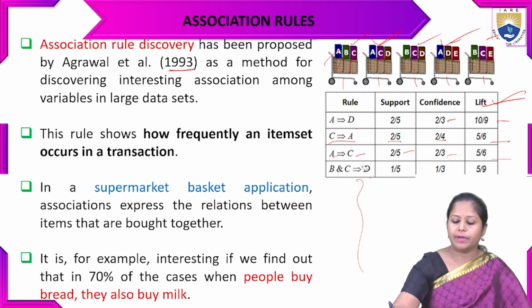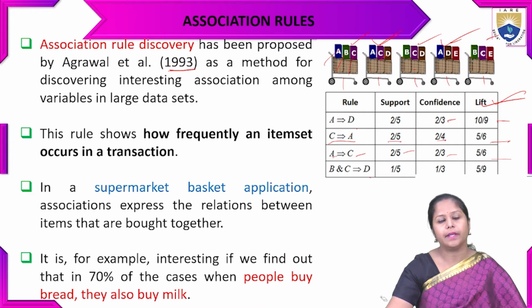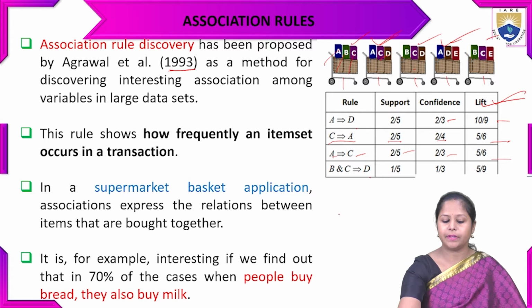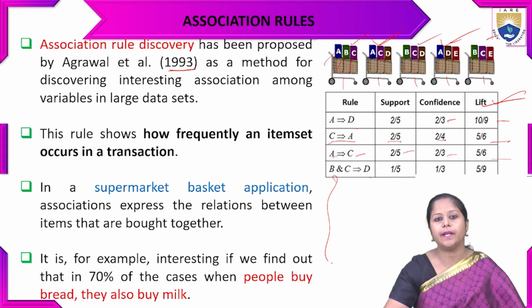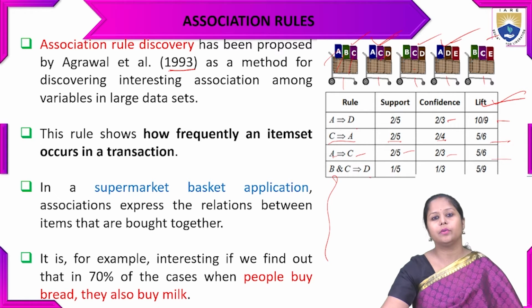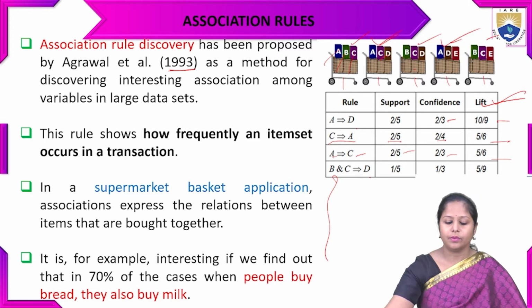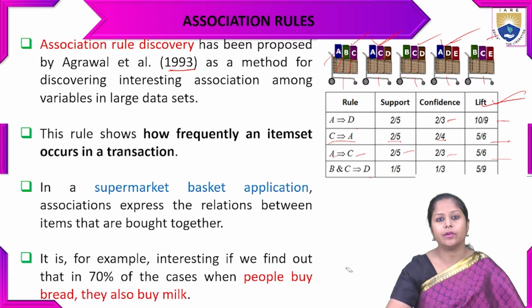We will take the supermarket example. In a supermarket basket application, the association expresses the relation between the items that are bought together, purchased together. Like this, we make a set of rules.